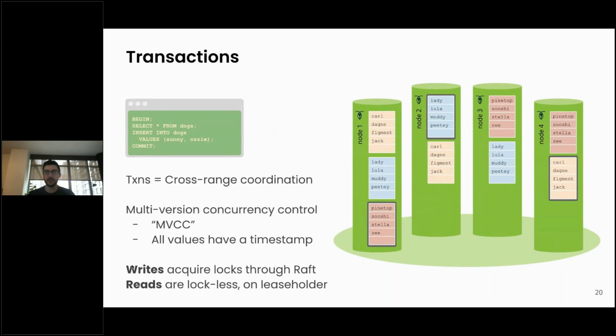Within a range, Raft is used for coordination. But across ranges, transactions are used for coordination. One thing to point out here is that CockroachDB uses multi-version concurrency control, or MVCC, within its transaction layer. That means each key within the system has multiple versions, and these versions are all given a timestamp. Using MVCC, transactions are able to ensure atomicity, because all of their writes and all of their reads will take place at the same timestamp.